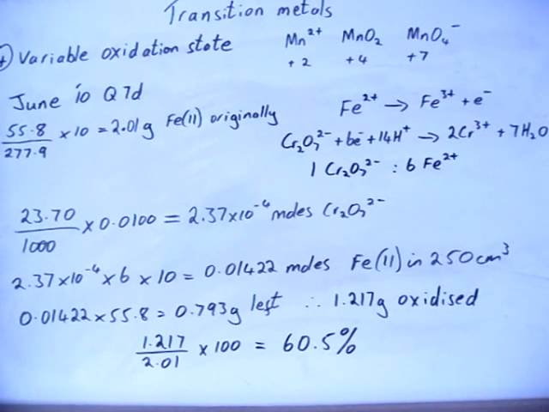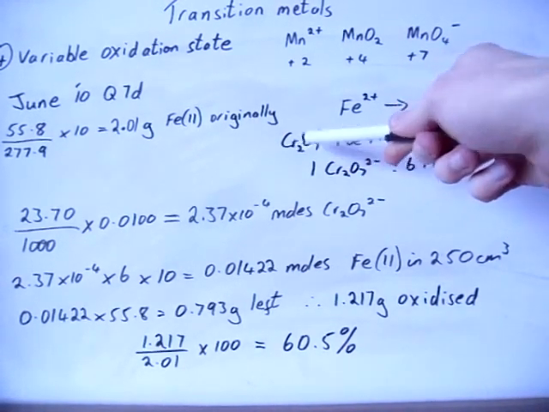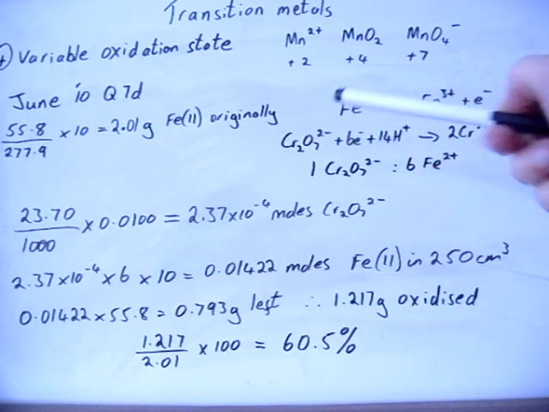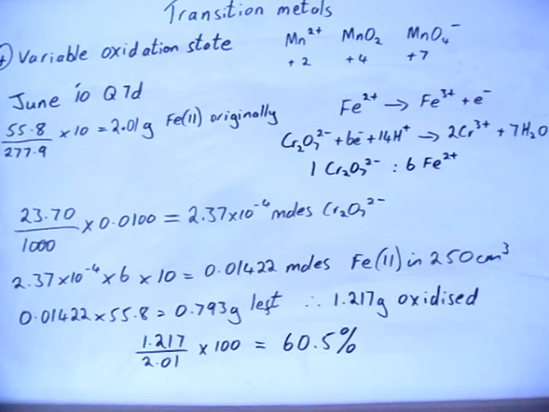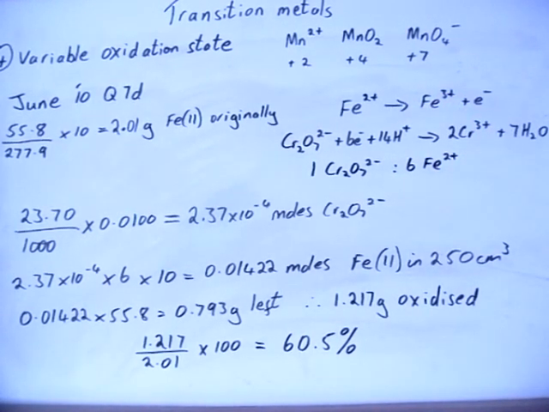So each of them needs 3 electrons. So I need 6 electrons in total because there are 2 of them. So that's where the 6 electrons comes from. Now you were told it was in a dilute sulfuric acid solution.